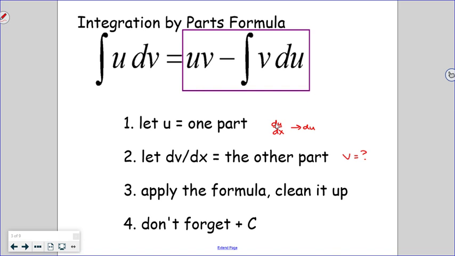We take all of those things and we put them into the formula that you see at the top, which is function u times function v minus the integral of v times whatever we got for du here. We clean it up. Hopefully, in the cleanup process, we can think backwards through or use some other technique to evaluate that integral. And then the last thing, don't forget to tack on the plus c, because all of our antiderivatives have a plus c at the end of them as we are evaluating indefinite integrals.